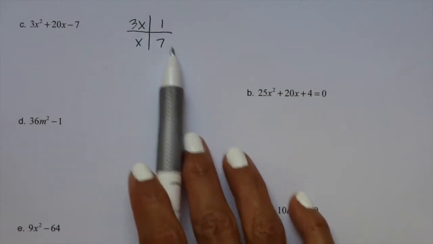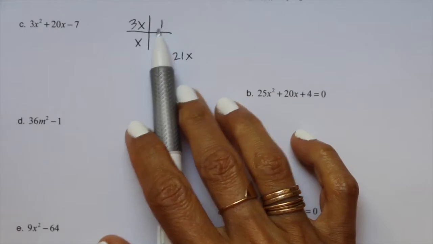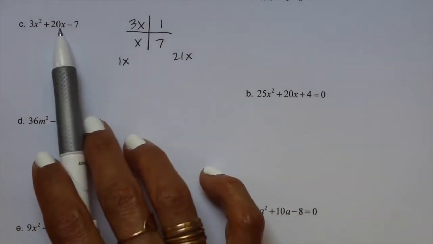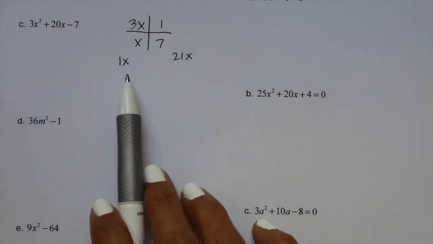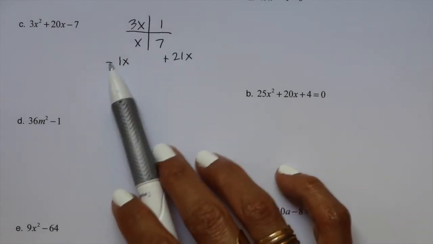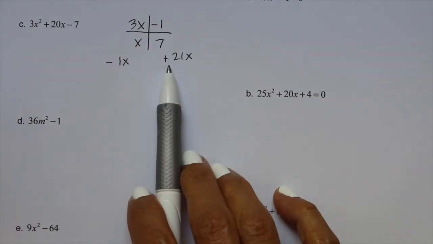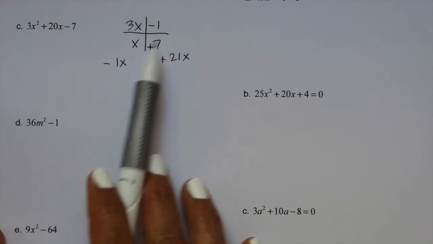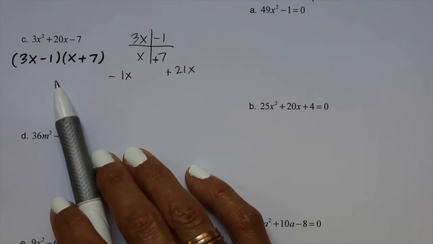And again, the reason why is these multiply to 21x, and these guys multiply to 1x. We can combine 21x and 1x to make positive 20x by just making this 1 negative. So now that we have the signs, we're going to put the negative back up here, and this positive will go in front of the 7. And remember, your answer goes from left to right. So let's go ahead and write it out. So we get 3x minus 1 times x plus 7.